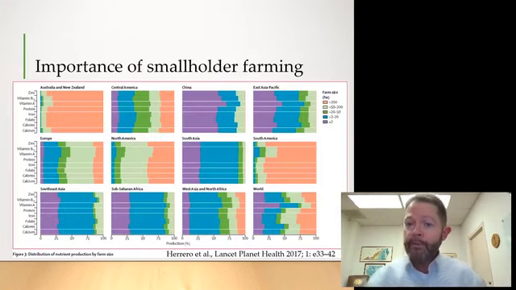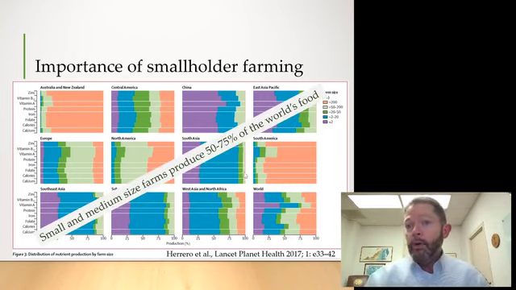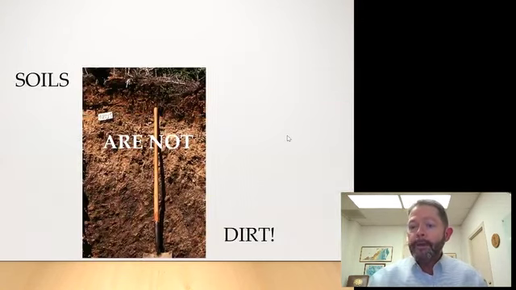We're talking about this because of the importance of smallholder farming. I think many of you may know this, but small and medium farms produce up to 3/4 of the world's food. And so the fertility of soils and the ability of soils to provide nutrients are critical in these situations. So I'm pleased today to be able to share some of this information with you.